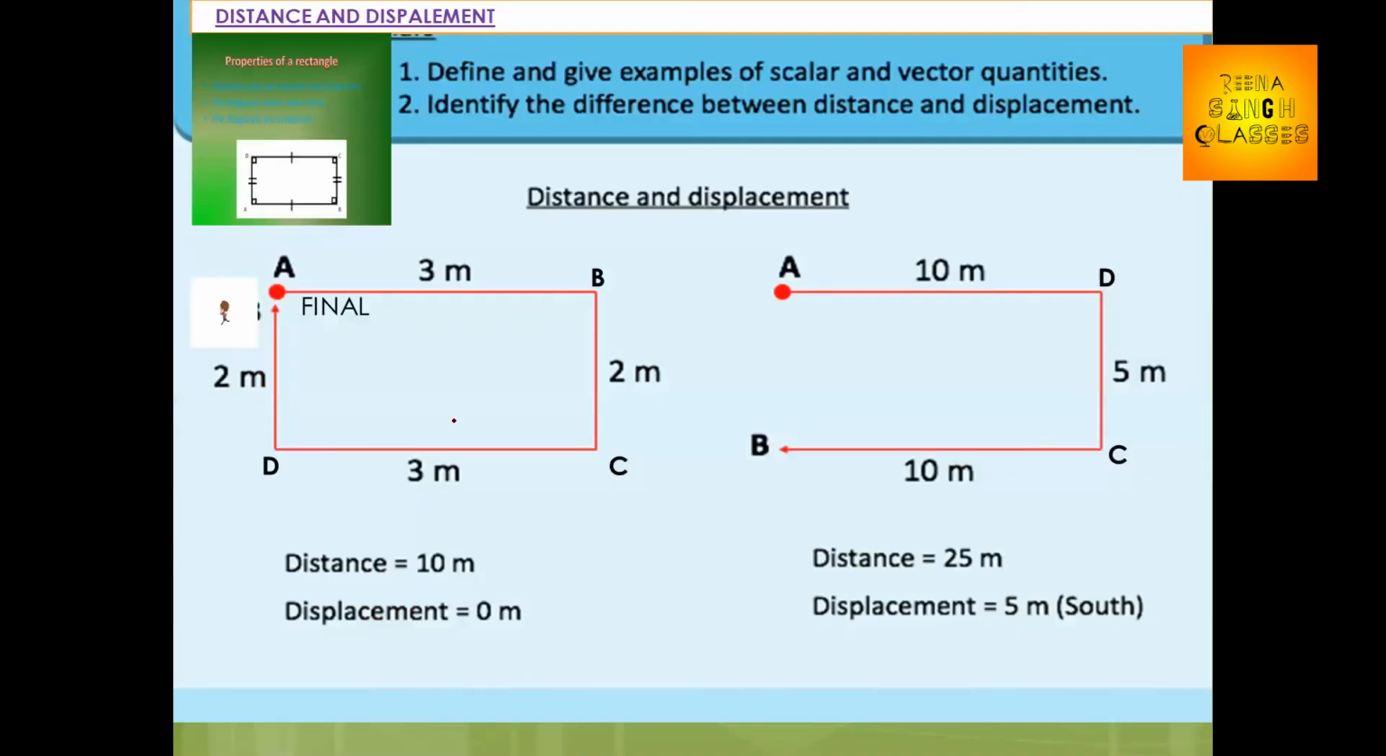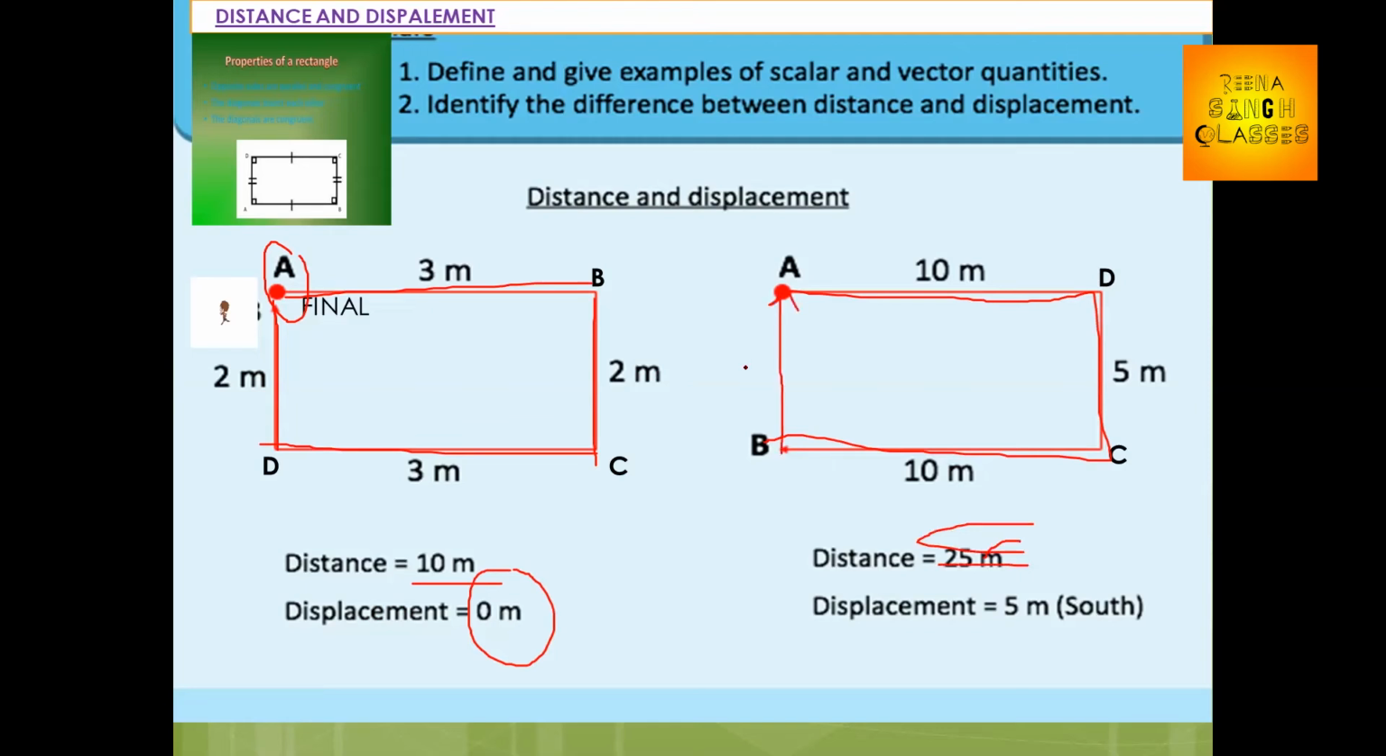Another example, an object is traveling from A to B and then B to C, then C to D, then back to A. So in this case, the distance is total path covered, which is 10 meter, and it returns back to the same position. So displacement is 0 meter. Next example, an object is moving from A to D, then D to C, then C to B. So the total path covered is 10 plus 5 plus 10, 25 meter. And what is the displacement? Shortest distance from initial to final position. So we will get 5 meter.